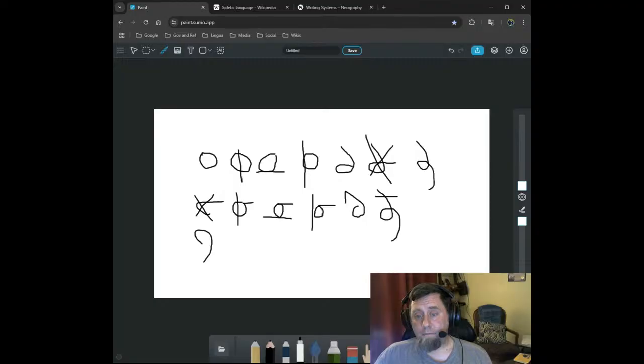So fa and va. In a lot of European languages and Indo-European languages, fa and va are not as prevalent, not as frequent. So you can be a little strange with them, or you can try to match something higher up on the chart.